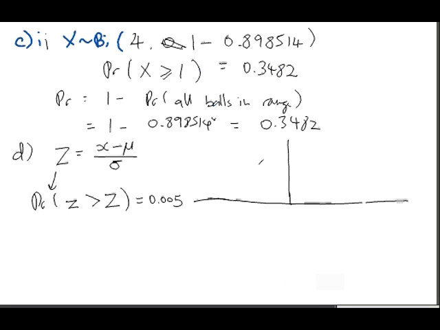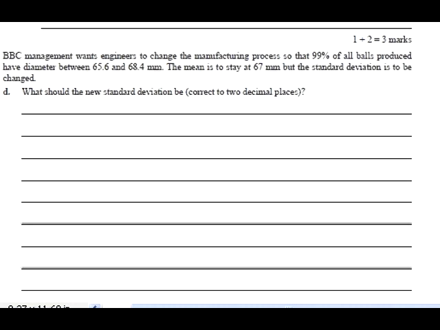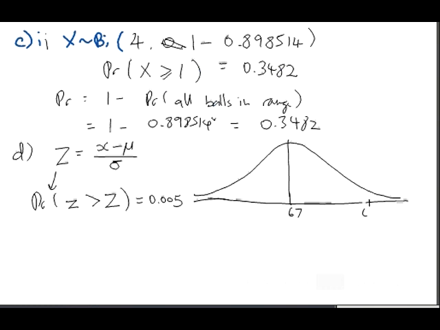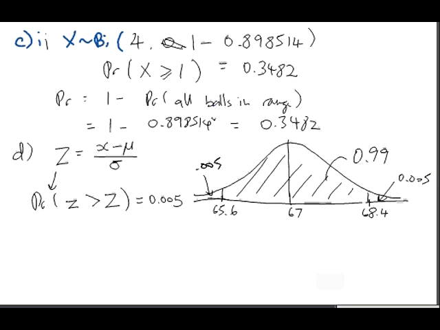You've got your normal distribution, like so. You've got your mean at 67, and this is the upper bound that they wanted, 68.4, and 65.6, and they want this middle area to be 99%, meaning that this little area here is 0.005 and that little area there is 0.005. There, add up to 1.